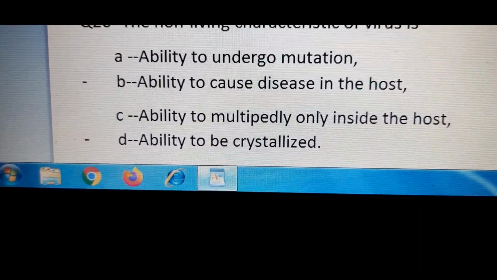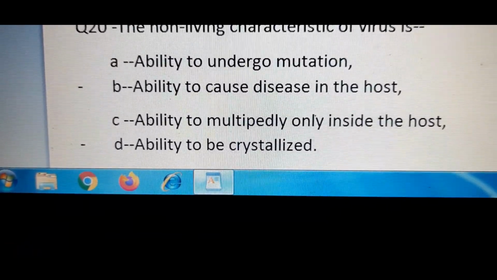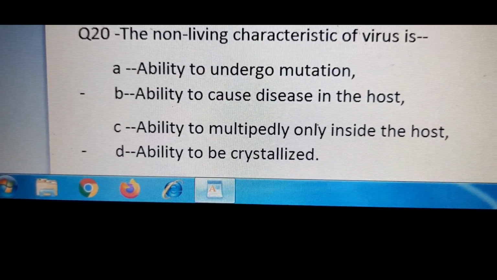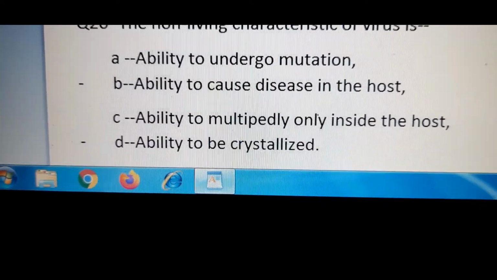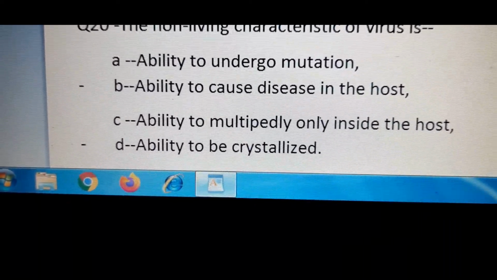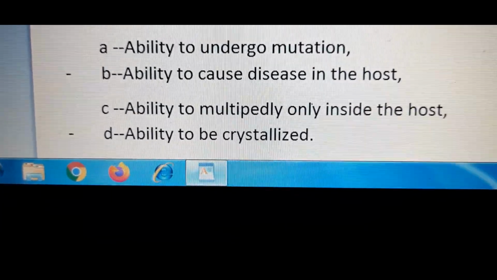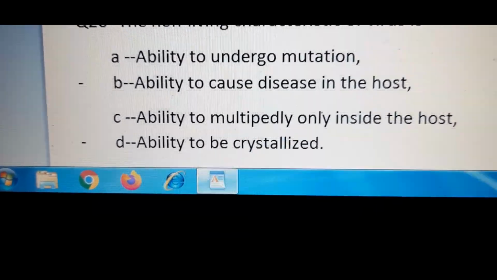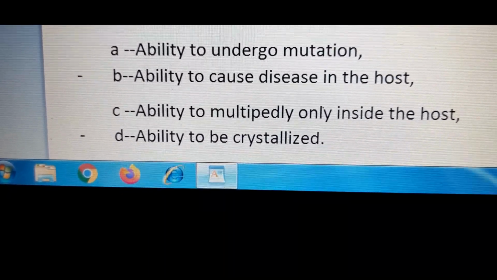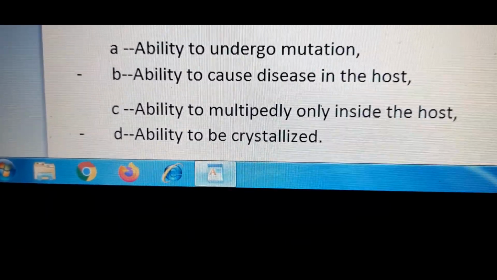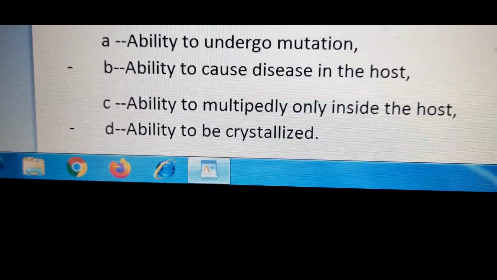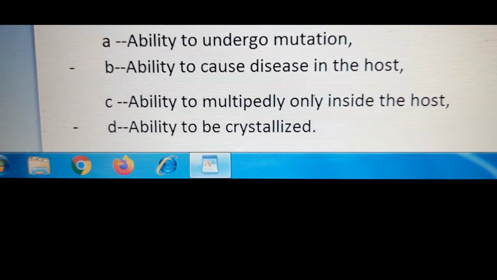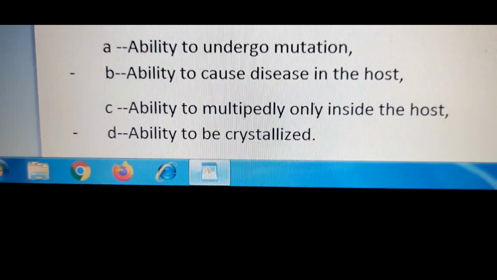Now last one, see D answer, ability to be crystallized. This is the most important character among all these four answers. So it is not necessary here, the host need not come into the picture at all. Without host, this one can be crystallized. In the remaining answers, the host comes into the picture, and in the host only it is able to do all these things. That's why there are of course characters of the virus only. But its independent individual character, that is D, ability to be crystallized.